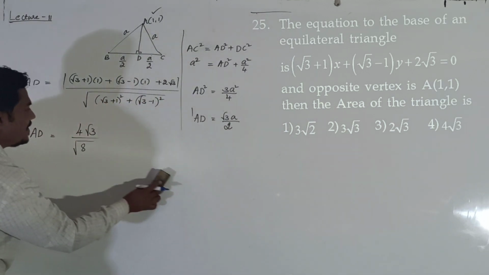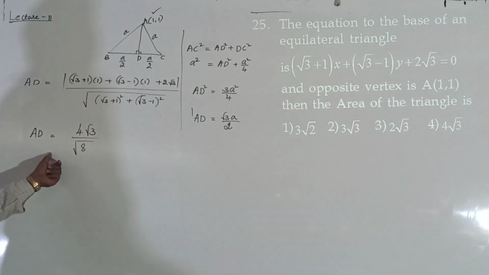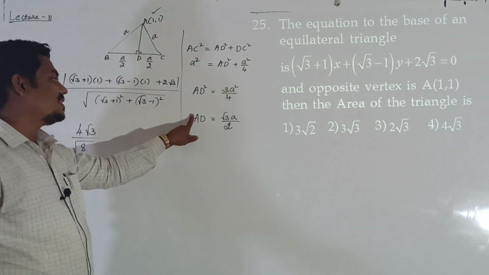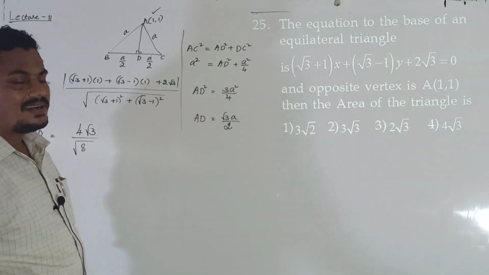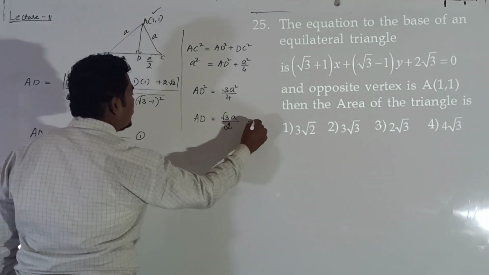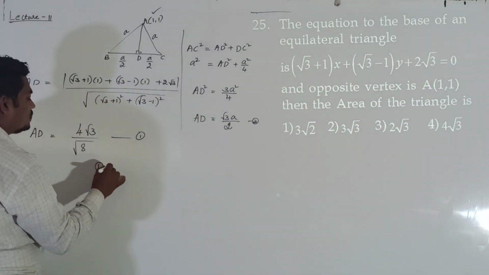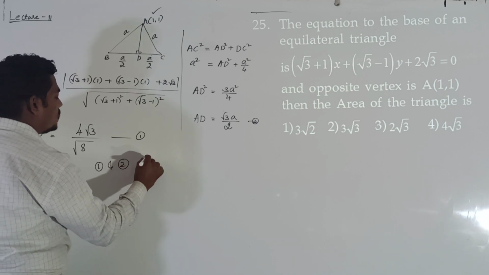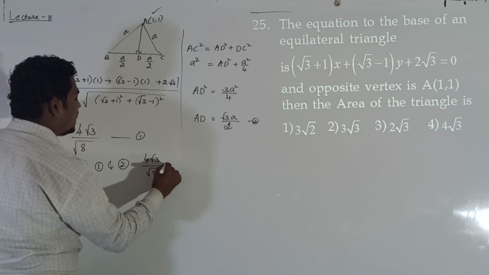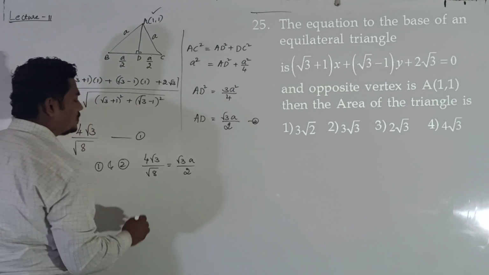Now after getting the AD value by using the distance between a point and a line, the AD value is 4 root 3 divided by root 8. By using the Pythagoras theorem, the AD value is root 3 times a divided by 2. Just equate these two. Suppose this is equation number 1 and this is equation number 2. Clearly the LHS is AD, so from 1 and 2, 4 root 3 divided by square root of 8 is equal to root 3 times a divided by 2.